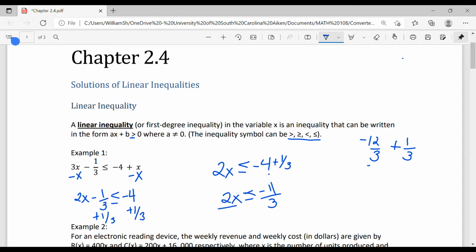Now I still got to get rid of this 2 here. I'm going to divide by it over here as well. And I'm going to get that x is less than or equal to negative 11 over 6. And that is going to be my answer. So as long as x is less than or equal to negative 11 over 6, we are good to go.